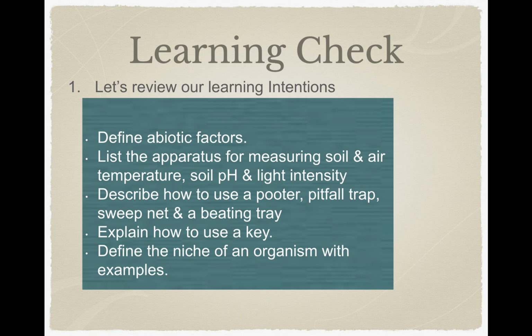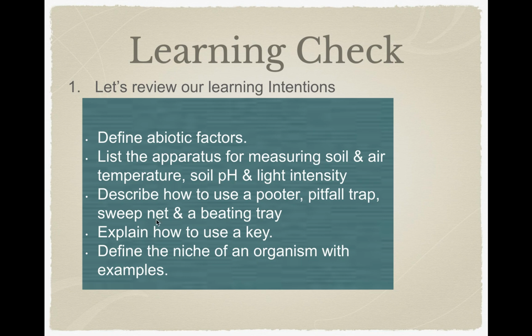Describe how to use a pooter. For a pooter, you put one tube over the insect, you create suction on the other side and basically inhale, and the animal is drawn into the pooter. How does a pitfall trap work? Well, you dig a hole, you put your container in, you leave it for a few hours, and the insects will fall into the trap.